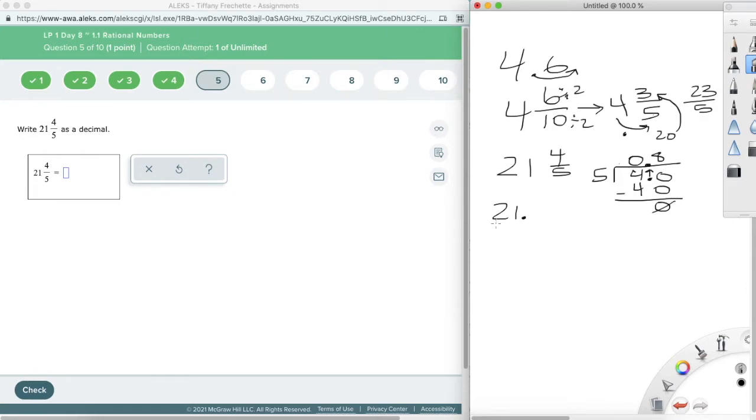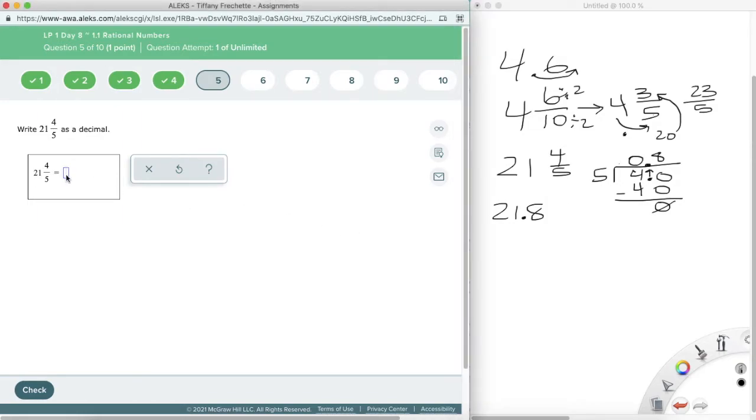So it'll be 21 and 8/10. 21 and 0.8. And it's the same thing. 8/10 would reduce down to 4/5. So it's the same idea. We're just writing it as a decimal there. All right, check. Perfect. Continue.